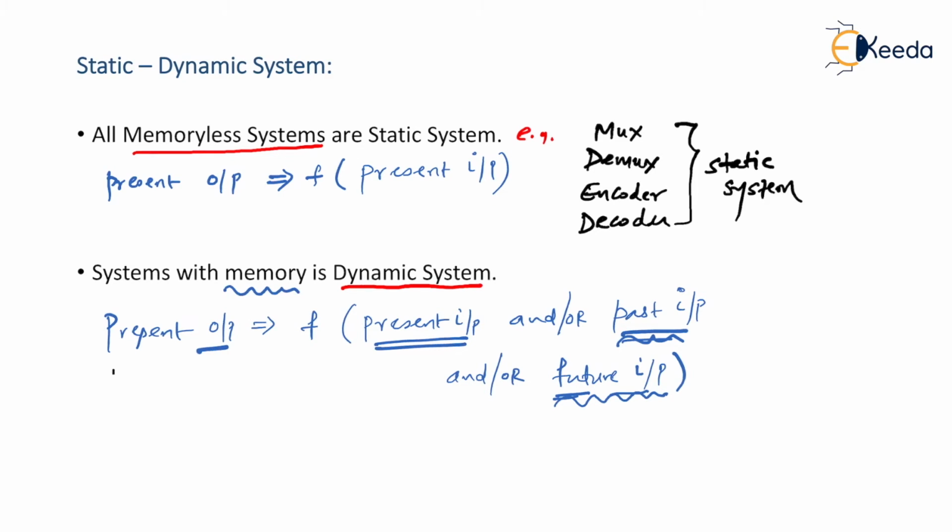Whereas when we talk about latches or flip-flops or counters, all of them are examples of what? Sequential logic circuits. And we know that sequential logic circuits are basically combinational logic circuits along with memory. Since there is a presence of memory, they are called dynamic systems.